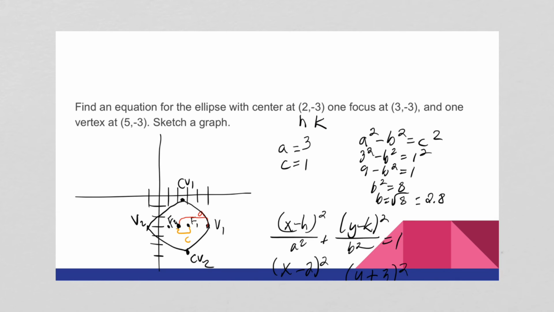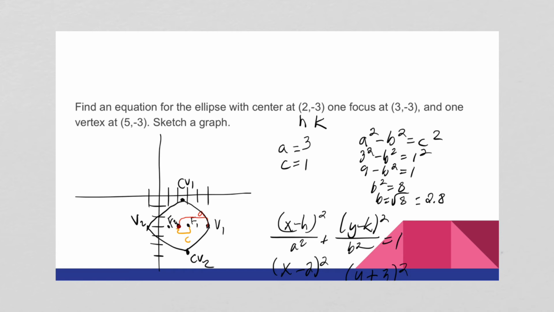Try another one. Find an equation for an ellipse. The center is (2, -3), h and k, that is. My focus is (3, -3), and the vertex is at (5, -3). Okay, so here in red, here's my center.